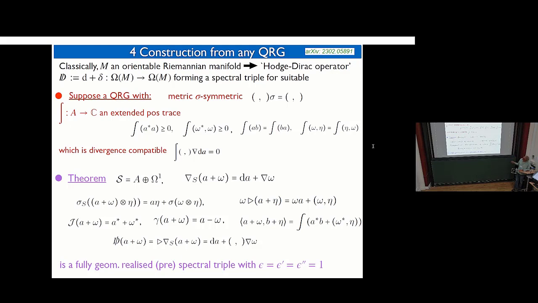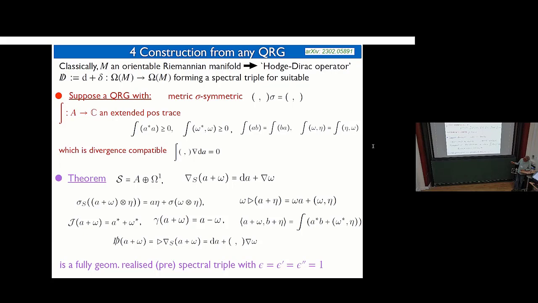We'll want a trace, and there are two conditions that I will need. I'm going to suppose the QRG, as I told you before, and two additional conditions. One is that the metric should be sigma symmetric, so it's not necessarily symmetric, but symmetric up to this generalized braiding sigma. And the other is that the positivity and trace properties that you might want to suppose on A extend to one forms in the following way.